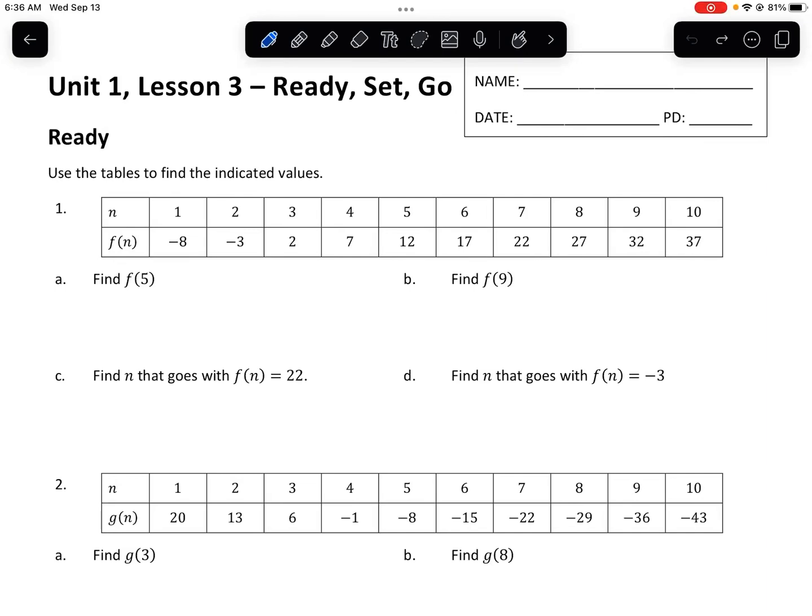Hello, ladies and gentlemen. Time for a quick overview of how the Ready Set Go goes with Lesson 3. So I'll turn to this part if you haven't turned to it yet. Let's start at the beginning here.